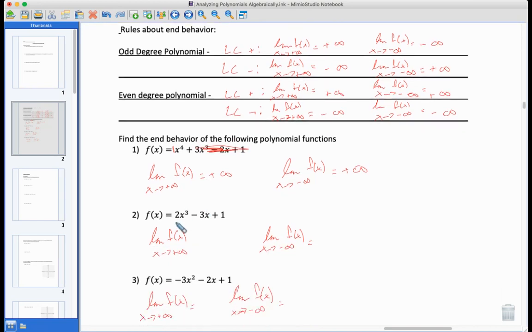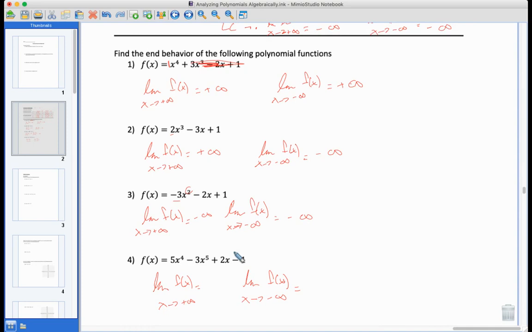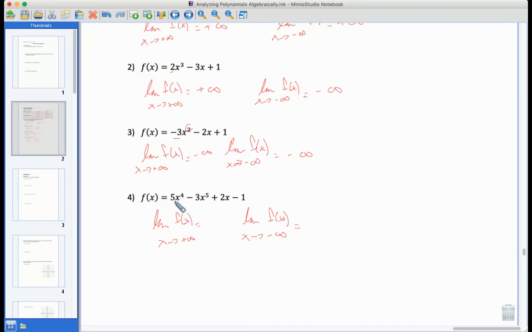Moving on to the second one, positive leading coefficient, odd degree. So as we move towards positive infinity, this is going to move up towards positive infinity, and as I move further to the left, it's going to go towards negative infinity. Number 3, we've got a negative leading coefficient and an even degree, so both are going in the same direction. Negative leading coefficient leads me to believe that both of these are going to go towards negative infinity. And then finally, we have a positive leading coefficient, even degree. Once again, we're going up towards positive infinity in both directions.